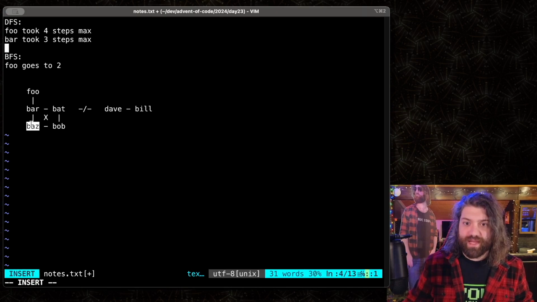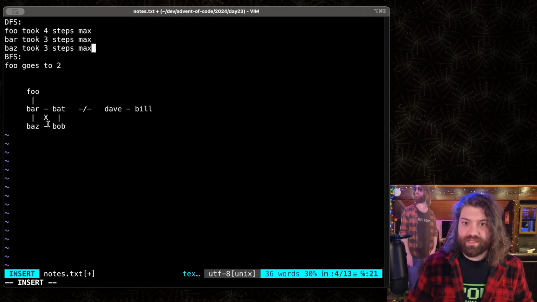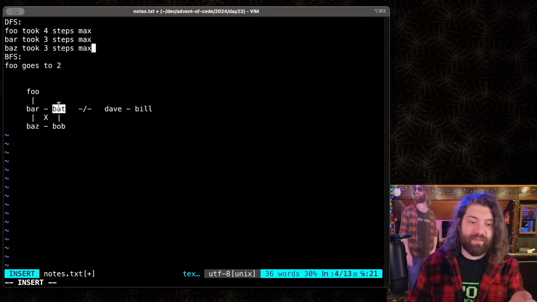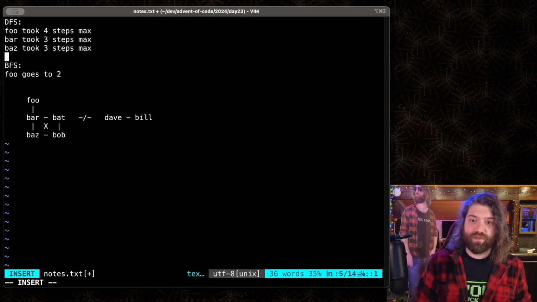What if we were at Baz? It could go from here to here, but then it dies. It could go from here, here, here. So Baz could take 3 steps max. Bat, same deal. In order to make 3 steps max, and then it makes it back. It makes it back on the 4th step is what I'm trying to say. 1, 2, 3, and then it makes it back on the 4th step.